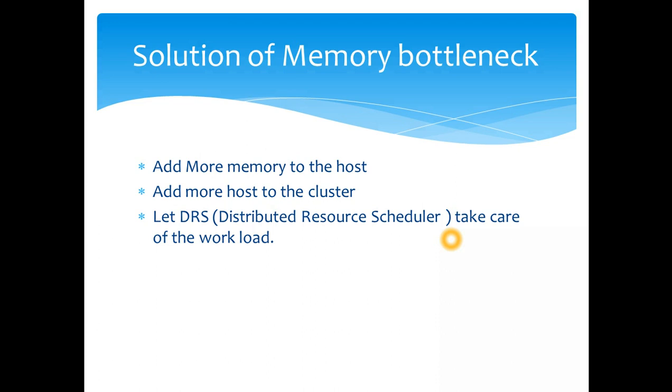vMotion is the terminology we'll use. It moves the VM from the busy host to a less busy host, which has more availability of CPU and memory. So sometimes that is the solution, which doesn't involve you investing money or doing anything from your side. But it's available on certain licenses, so you need an enterprise level license to have vMotion and DRS running. It's not available on Essential. So we'll discuss this in the coming topics.